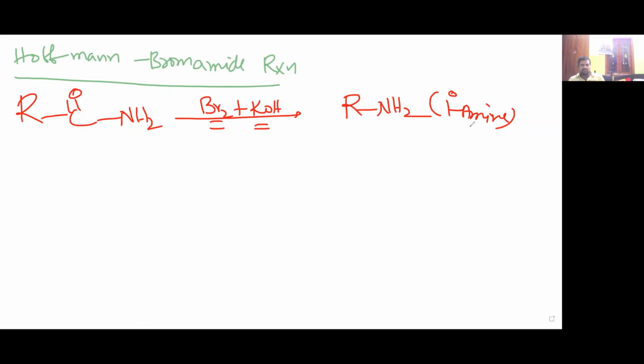Let me tell the mechanism. So by using this, you can prepare aliphatic amines and aromatic amines. Okay, I hope it is clear. Now I want space. Let me go to the whiteboard, and yes, please keep remember step by step. I will tell first R C double bond O NH2. This is the first step.